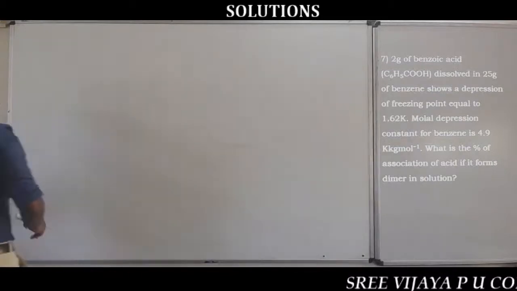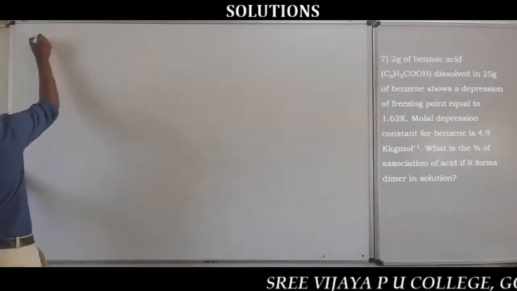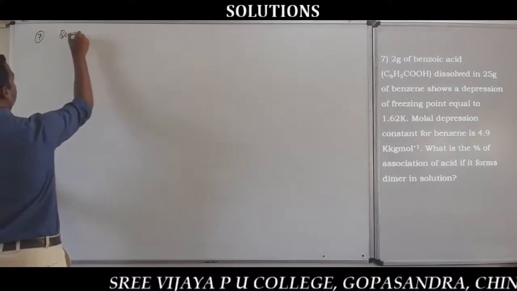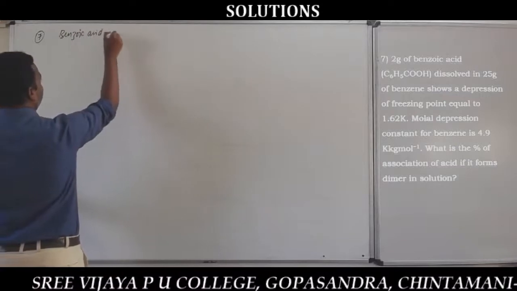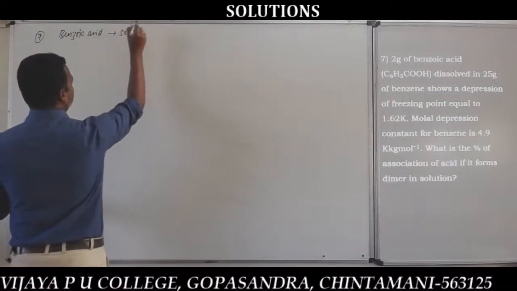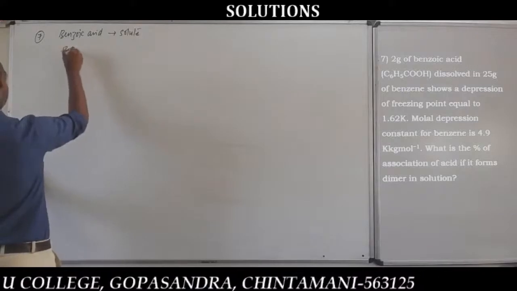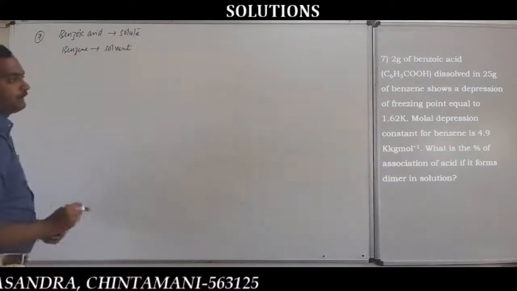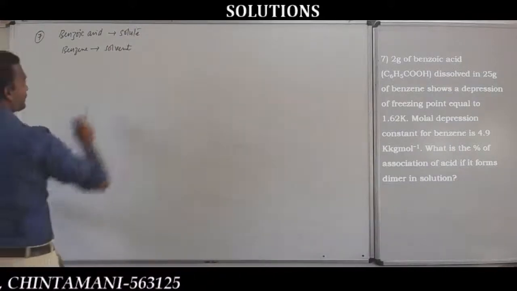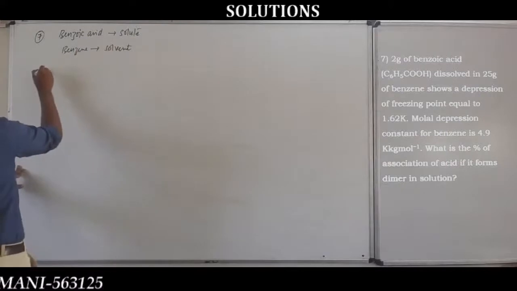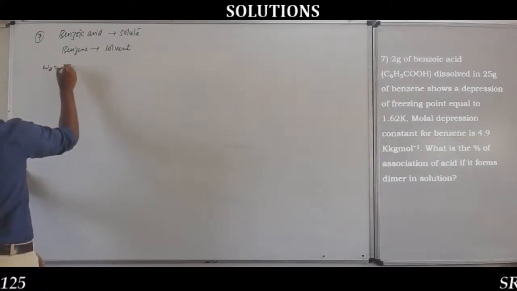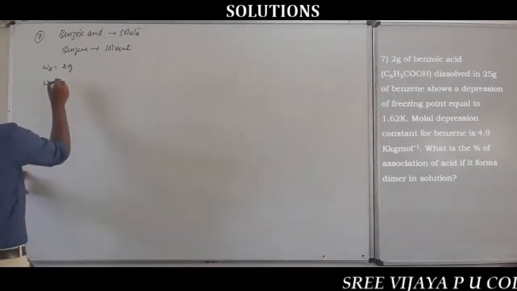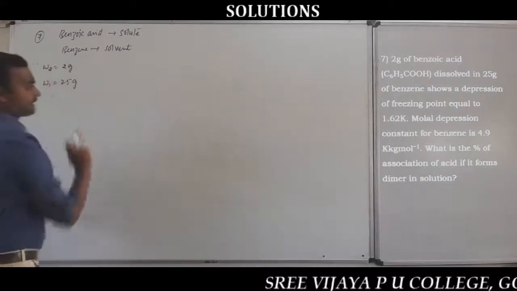First write the data. Which is the solute and which is the solvent in the given problem 7? Benzoic acid acts as solute here, and benzene acts as solvent. What is the mass of solute here? Mass of solute W2 is equal to 2 gram. And W1, mass of the solvent, is 25 gram of benzene.